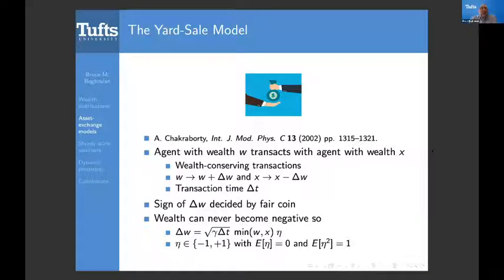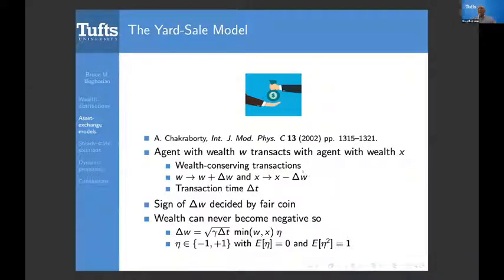So we begin with what's come to be called the yard sale model, due to Anirban Chakraborti's work in the early 2000s. He looked at a set of agents. The agents each have a certain amount of wealth. They engage in wealth-conserving transactions with one another. You pick 2 agents randomly. Let's say they have wealth W and X. An amount of wealth delta W exchanges between them. So W has delta W added to it, and the transaction partner X has delta W subtracted from it.